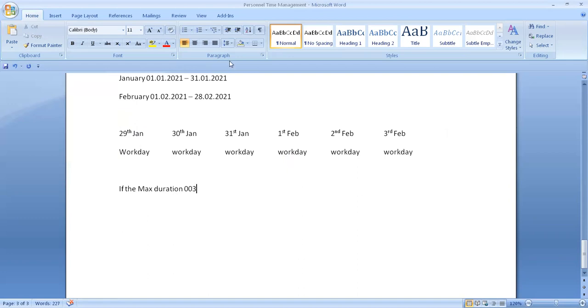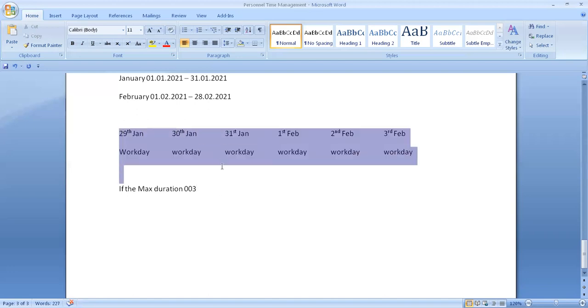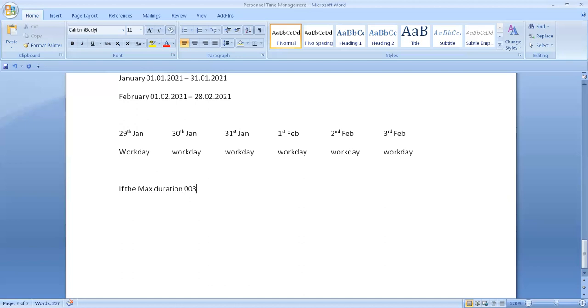because you are saying payroll period. The first set, the 29th, is one payroll period and this is another payroll period. 1, 2, 3 comes under one payroll, and this is another payroll. So the system is actually maintaining 6 days, but calculating it as 3 days because you have maintained the maximum duration in the configuration.